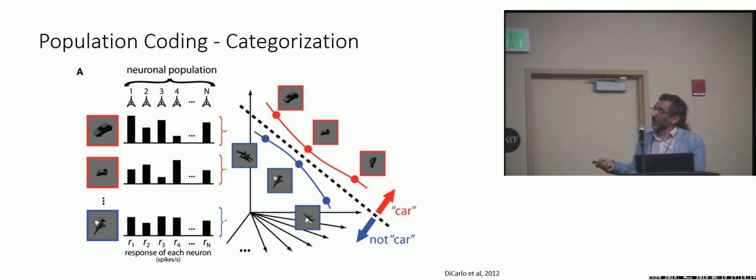Then you can find a hyperplane that maximizes the distance between the plane and every point of a given category. So in this case, this is a hyperplane to determine what is a car category from everything else, not car. And it's working on the same concept we saw in face space. Using a neuronal population in a multidimensional space, the vectors give you individual points.